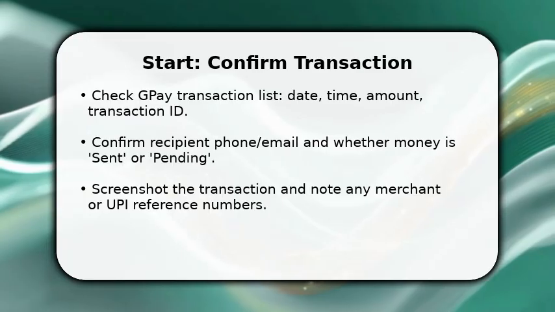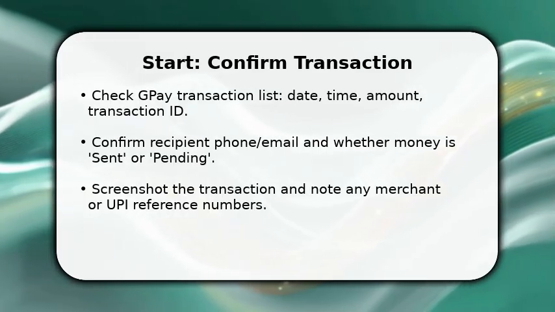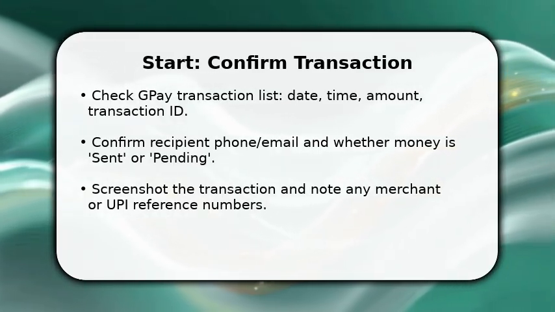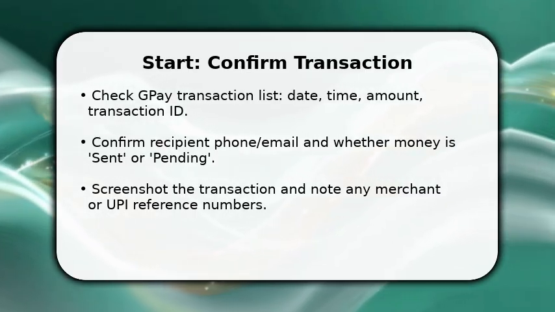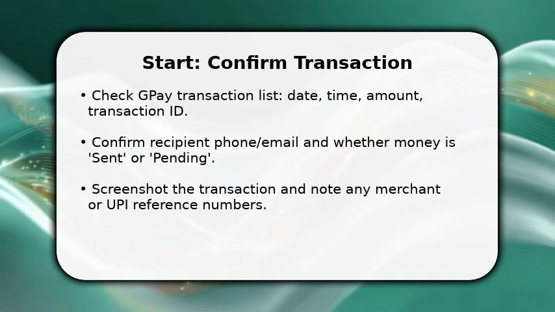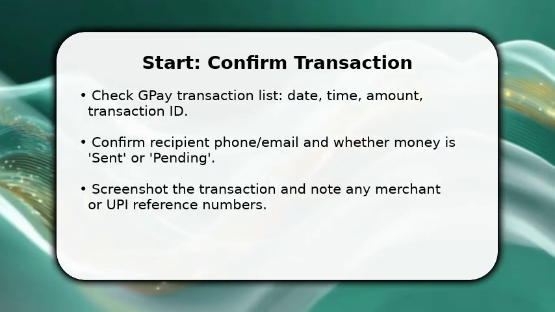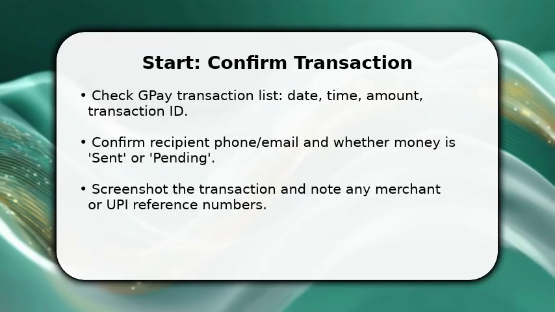You start by confirming the exact transaction details so you know what to recover. Open Gpay, tap the transaction, and record the amount, time, and transaction ID. Take a screenshot for evidence. If the money shows as pending versus completed, that changes the path.